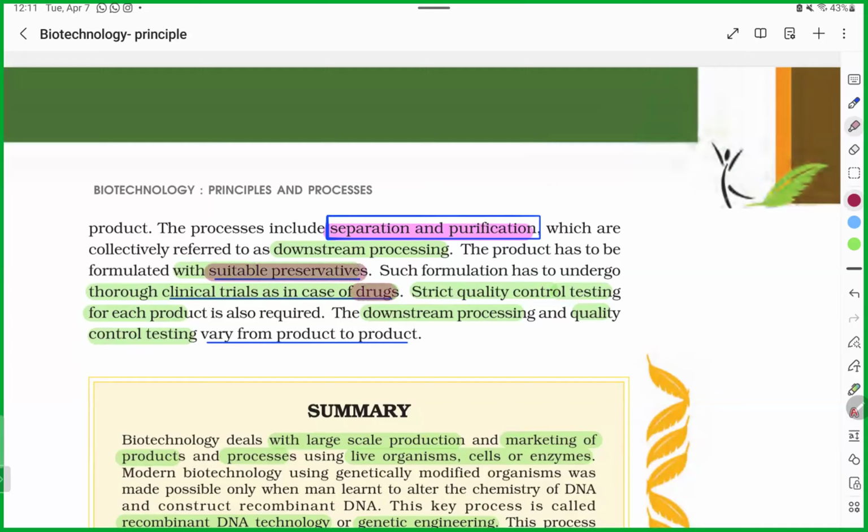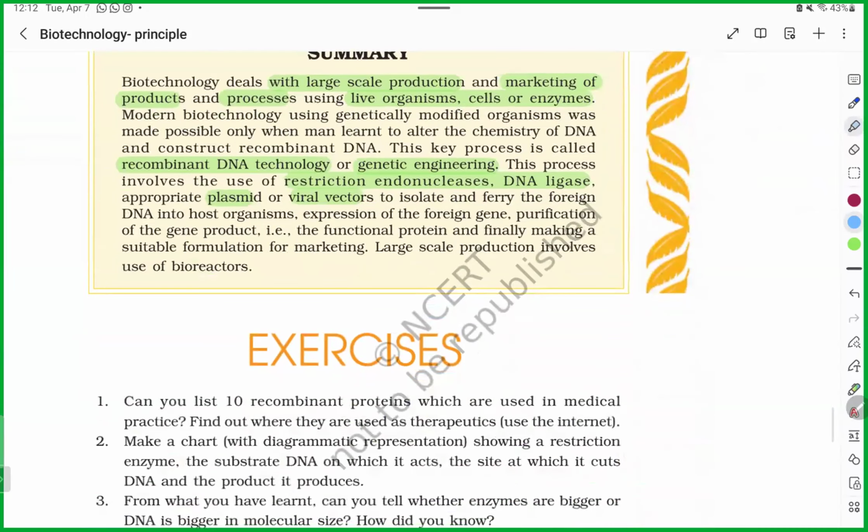If it is a medicine or drug, then we have to do clinical trials also. Correct? Proper quality testing is important for each product. And the downstream process plus quality control testing can vary from product to product. It is not the same. Quality index is different. In medicine, there are more strict trials, but for some simple processes, for plants, the process will be a little bit easier, and every single thing is done.